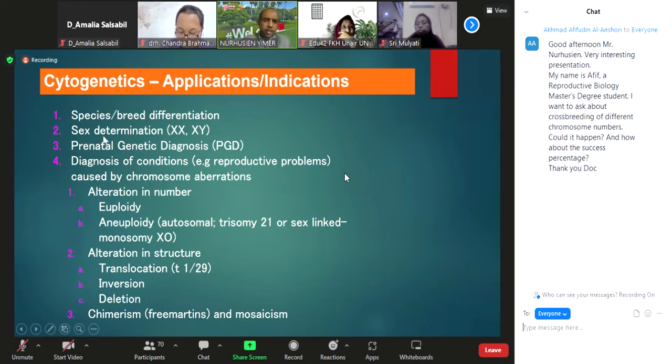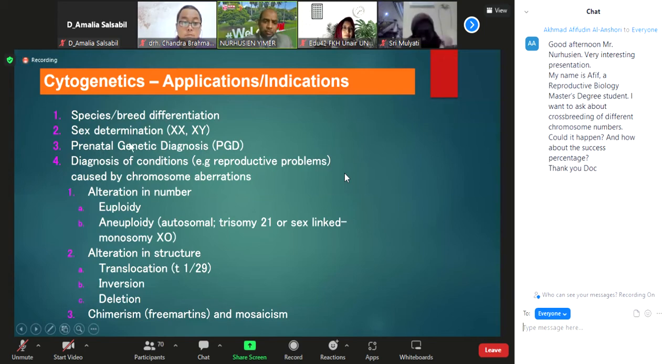And the second one is you want to determine the sex of a given individual or animal. So whether it's a female or a male or a mixed, or mosaic, or chimera, what you call the freemartin, having both male and female sex chromosomes. You can use cytogenetics to diagnose and confirm those kinds of sex differences.